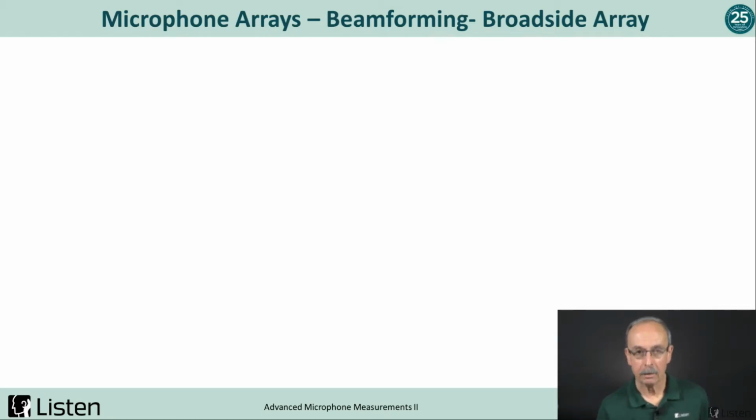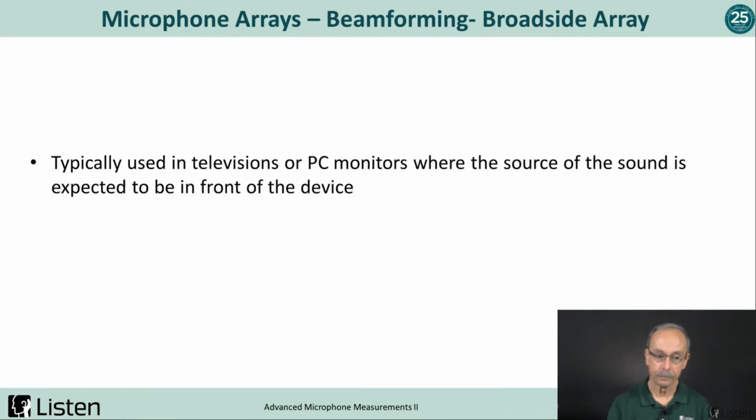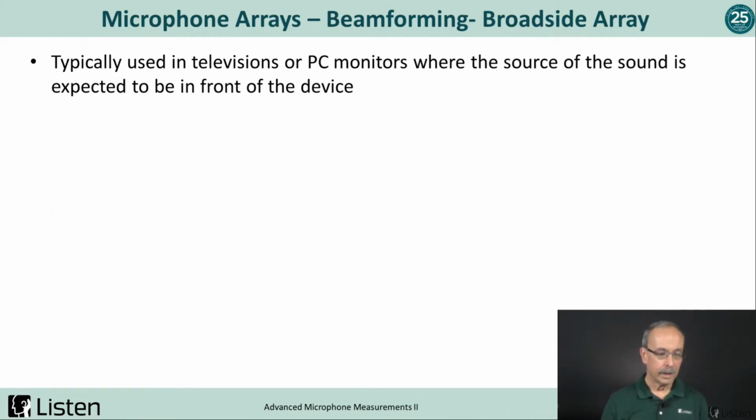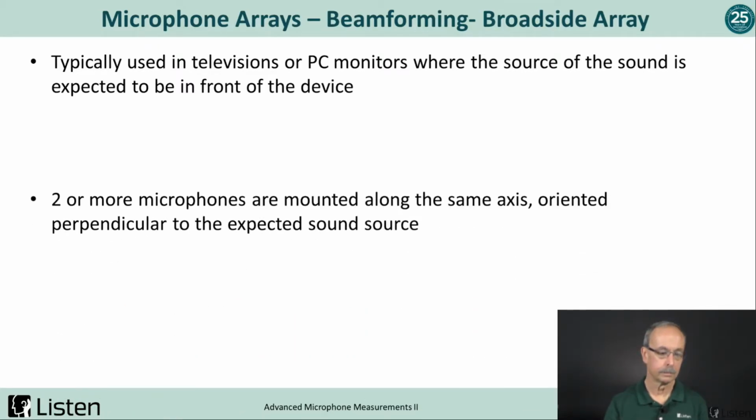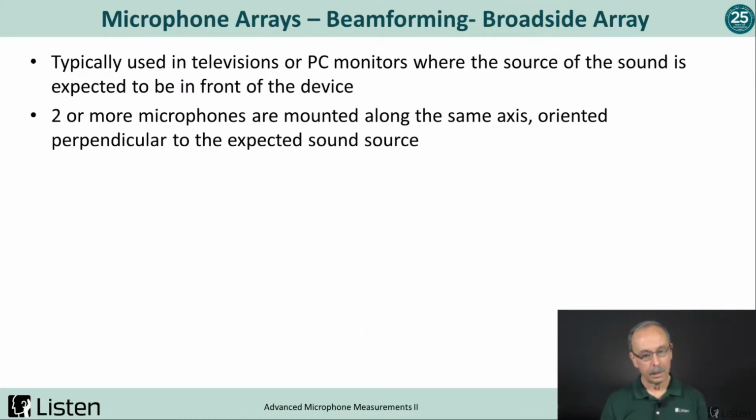So next we're going to talk about a few different common types of microphone arrays. The first one is the broadside array. We typically find these used in televisions or computer monitors where the sound source is expected to be out in front of the device. Broadside arrays use 2 or more microphones, all mounted along the same axis, and oriented perpendicular to the expected source of the sound.